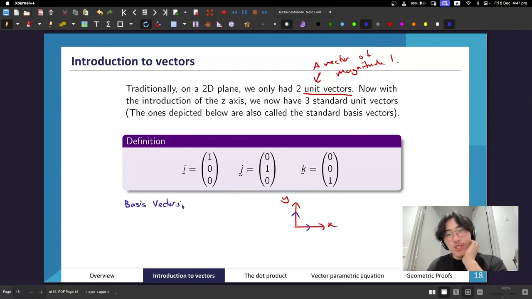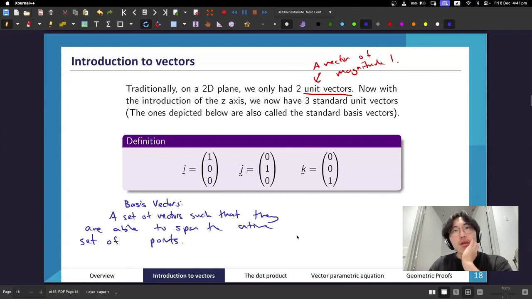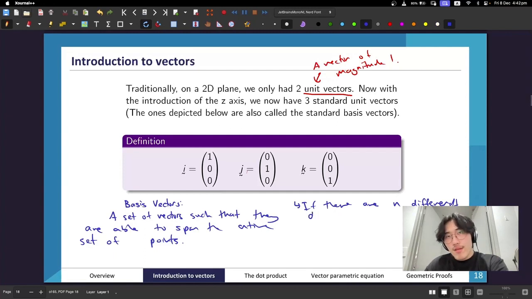Now, in a nutshell, to explain it to high school students, basis vectors are a set of vectors such that they are able to span the entire set of points. So basis vectors have some restrictions to them. A trivial outcome would be if there are n different dimensions, then there must be at least n different basis vectors.